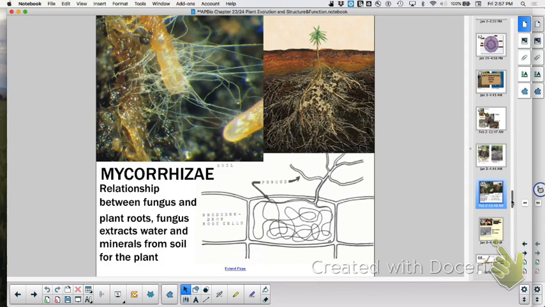Fifth period, you know. What happens is the fungi increase what? Surface area for absorption of water. Roots absorb water. And then the plant pays the fungi with what? Okay. Sure, sugar.